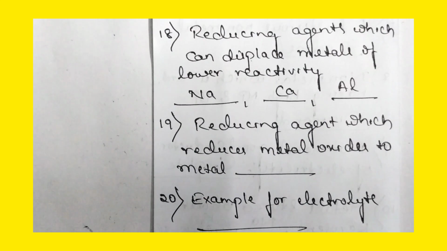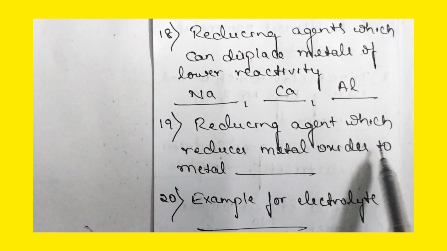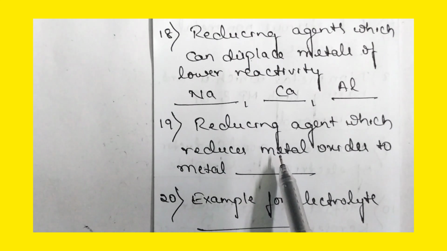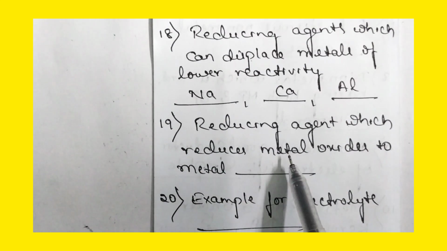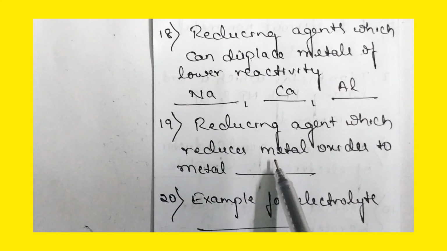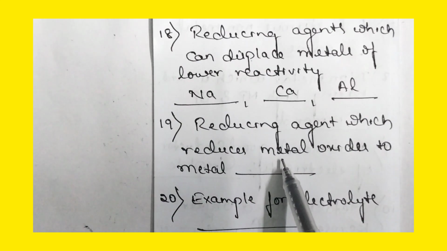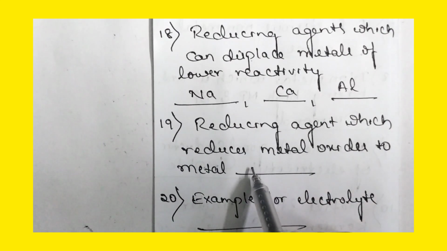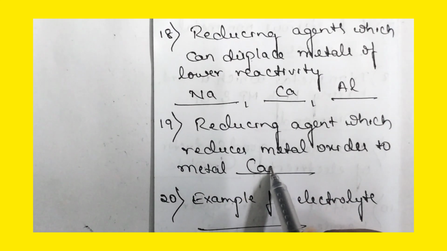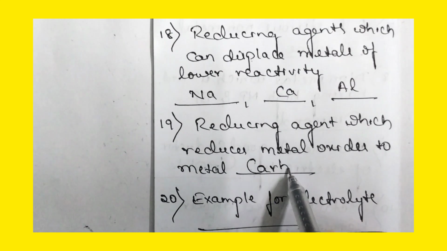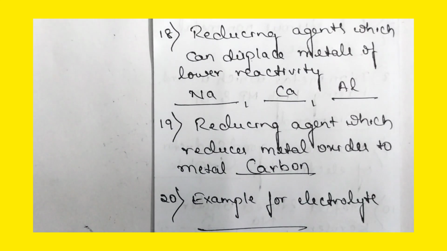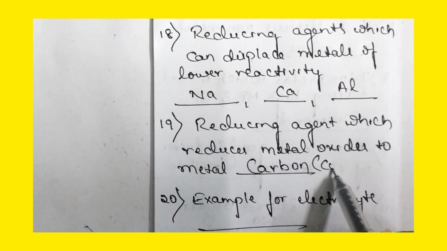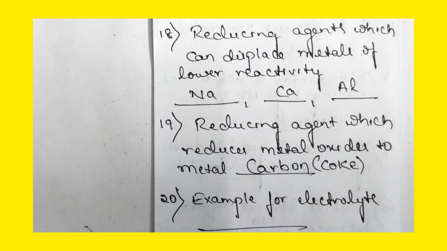Then coming to the 19th question, the reducing agent which reduces metal oxide to metal. Usually the ores have oxides with them. So we have to reduce that metal oxide to metal. So which is the reducing agent that reduces metal oxide to metal? That is carbon. Carbon, that is coke. So coke or carbon is used as a reducing agent.